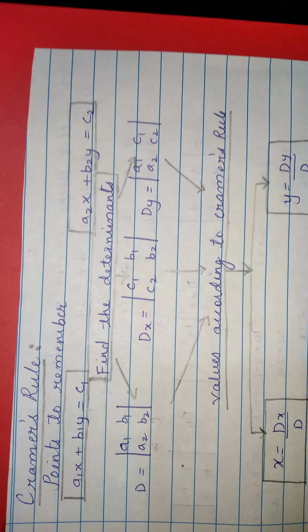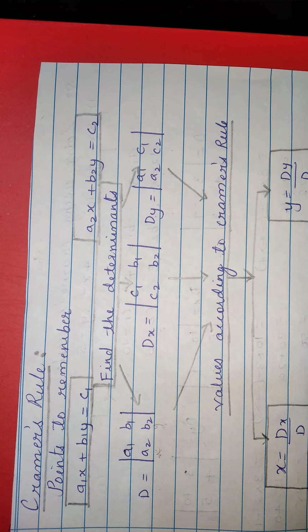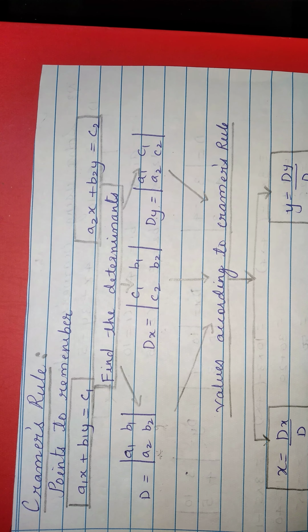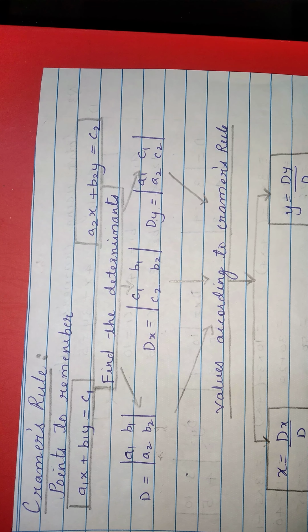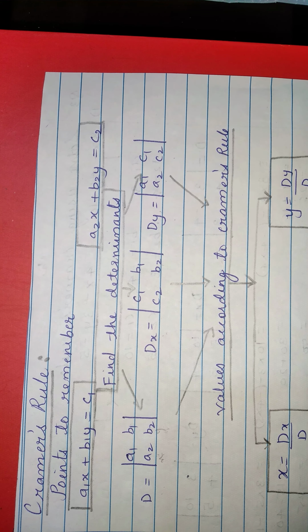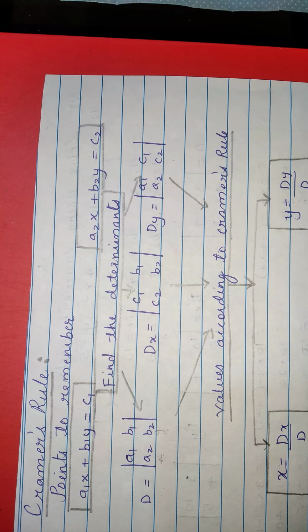Determinant method or Cramer's rule. Using determinants, simultaneous equations can be solved easily and in less space. This method was first given by a Swiss mathematician, Gabriel Cramer, so it is also known as Cramer's method.